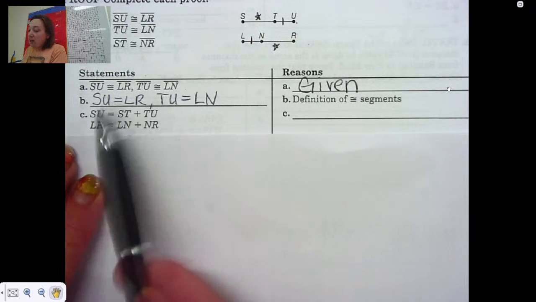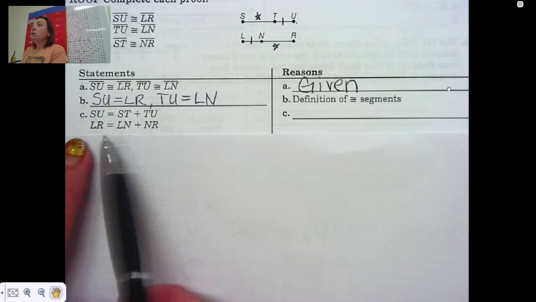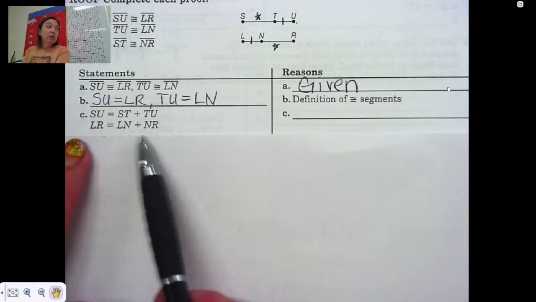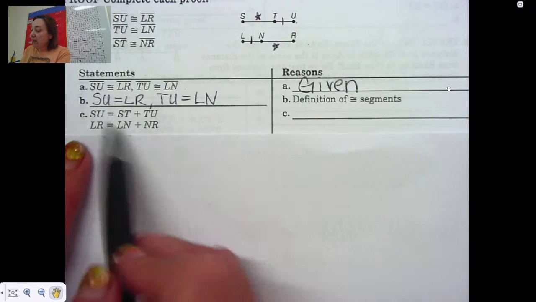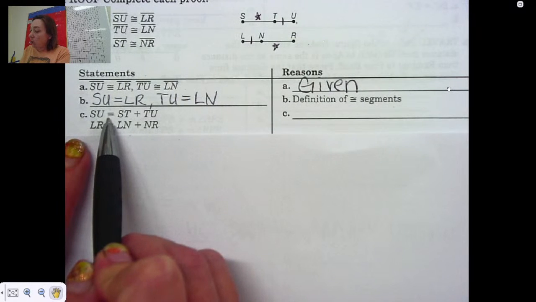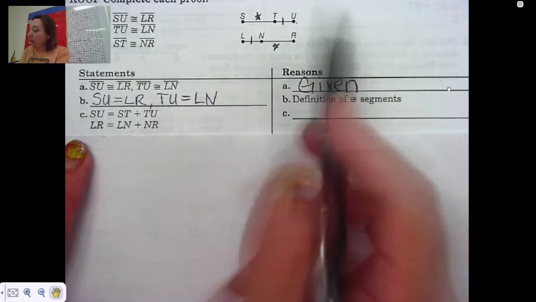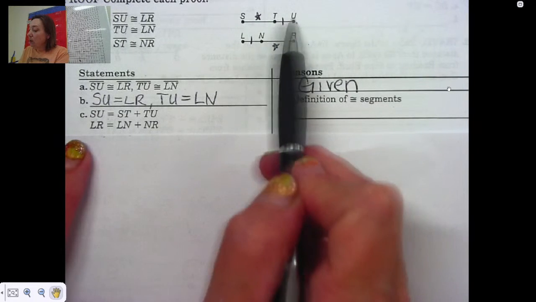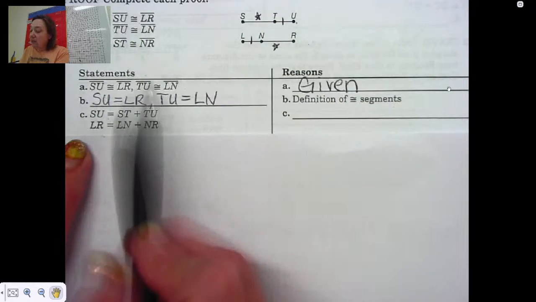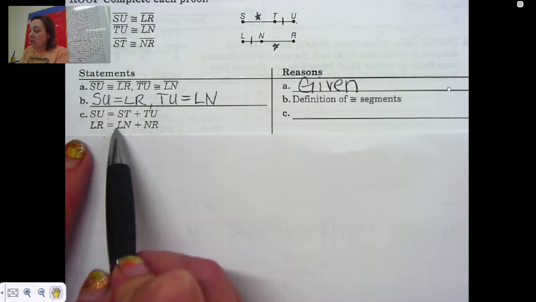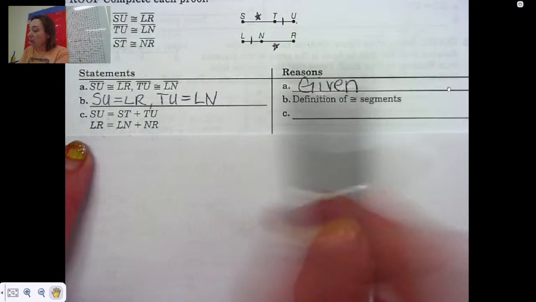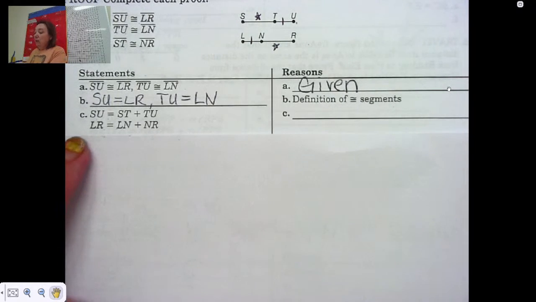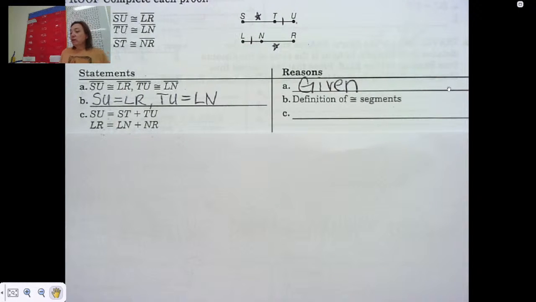So on C, notice that they're not using congruency anymore. So what are they talking about? They're talking about numbers. They're using equal signs, so they're talking about measurement, right? So they say SU is equal to ST plus TU. So SU, that's the whole segment, is equal to TU plus ST. And then they said LR is equal to LN plus NR. So LR, that's the whole segment, is equal to LN plus NR. Okay? How do we know that's true? It's one of the things we talked about today.